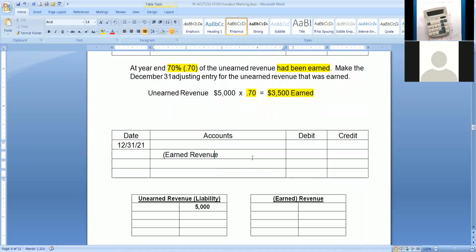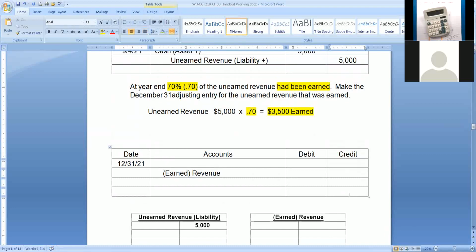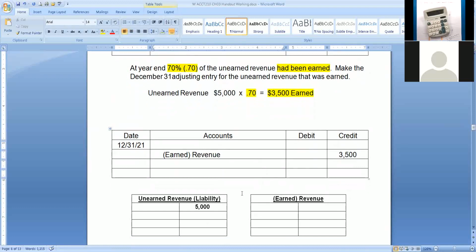Wait a minute. I put it in just because of the board. So earned revenue, 3,500. And now we're going to take 3,500 out of our liability. We no longer owe for that 3,500. So it's unearned revenue, which really isn't revenue at all. It's a liability. So unearned revenue is a liability.